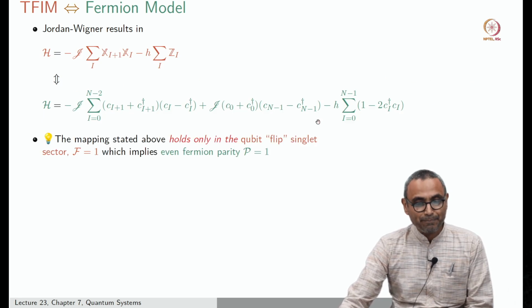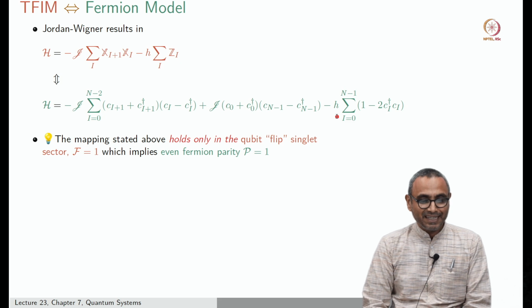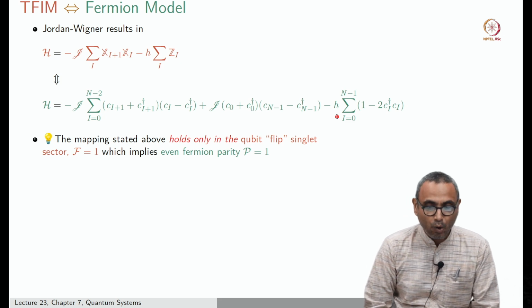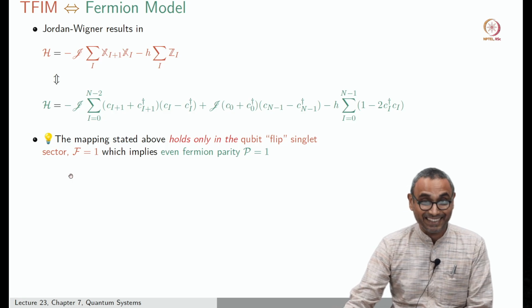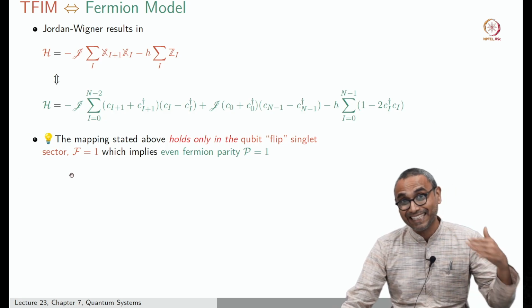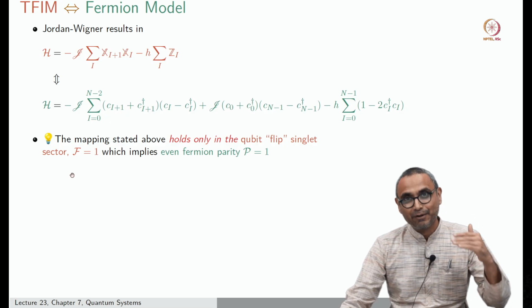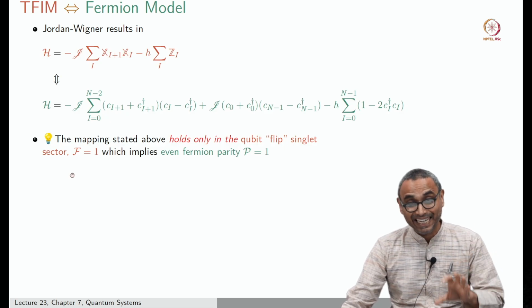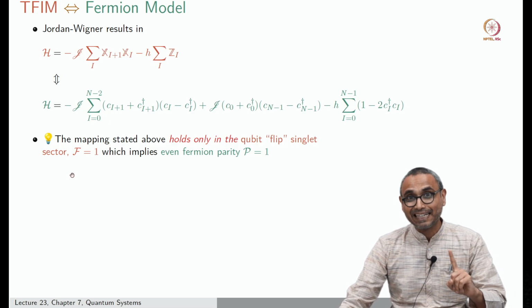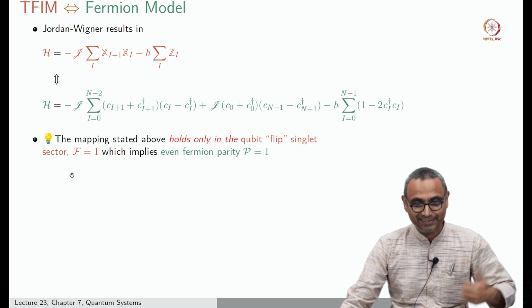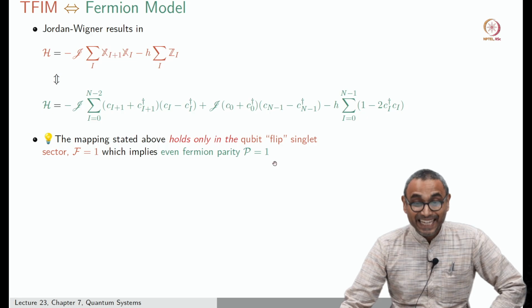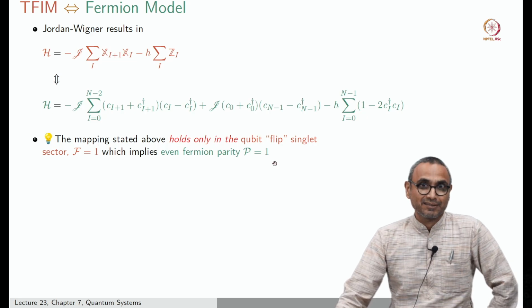So there are very important things we should remember. This mapping holds only in the qubit flip singlet sector. So you have to work in the states of the qubit Hilbert space where the flip operator acts as identity. Remember, this is exactly the sector of the Hilbert space where the duality was holding. And this implies even parity of fermions. Right? So this is the statement.